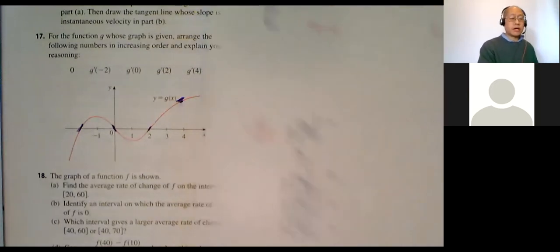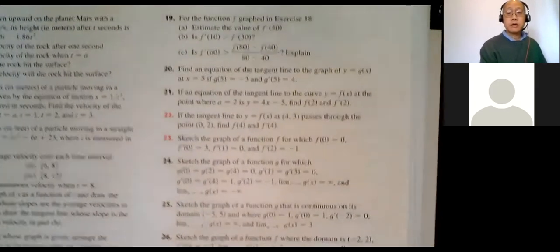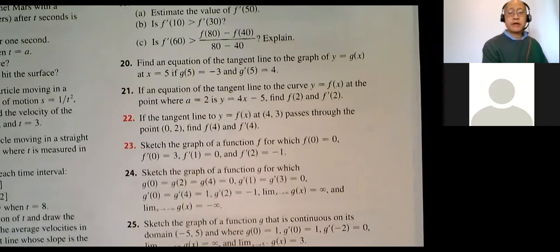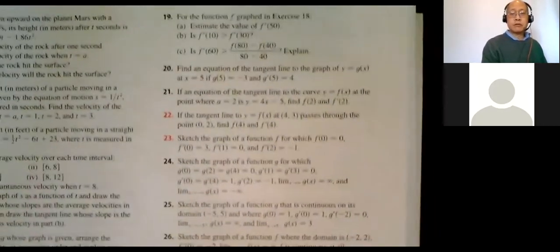All right, so that's how you do that one. Okay, 21. If the equation of the tangent line to the curve at the point where a equals 2 is 4x minus 5, find f of 2 and f prime of 2.